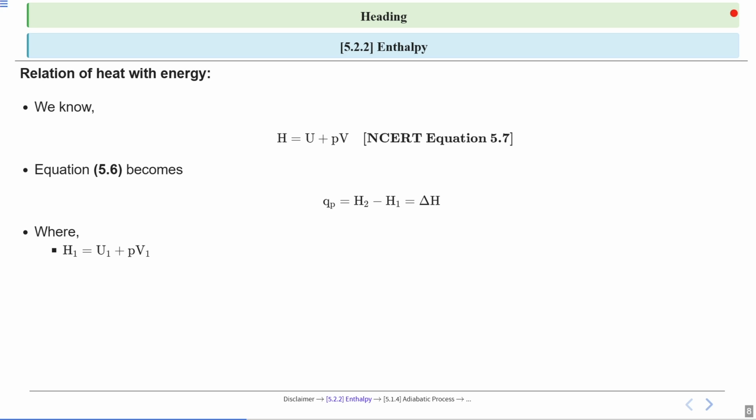H1 is equal to U1 plus PV1 and H2 is equal to U2 plus PV2. So there will be no delta here. It will be simply H1 is equal to U1 plus PV1 and H2 is equal to U2 plus PV2.